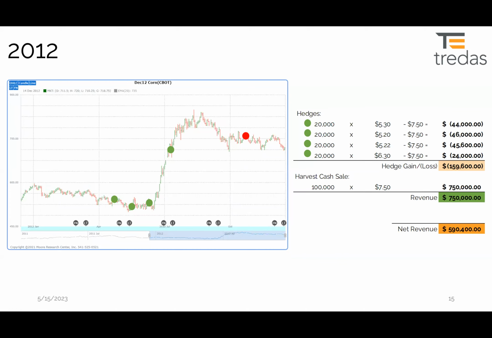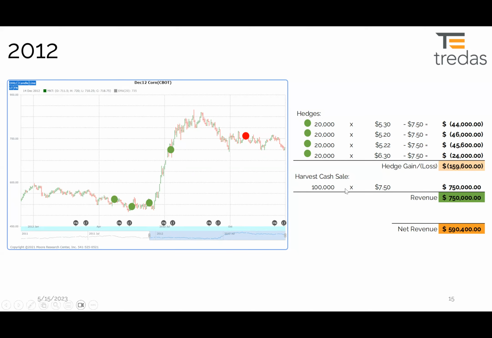In some cases, we talked about 76% of the time we put our high in prior to the 4th of July and go lower. 24% of the time, like 2012, the drought year, we had a pretty extreme move up into the back half of the year. So here would be an example of a 2012 hedge scenario where we hedged the first 20,000 at 5.30, another one at 5.20, one at 5.22. Last hedge right around the 4th of July at 6.30. The market ended up continuing to go up to 8.50, leveled off, came back a little bit, and was roughly at 7.50 at harvest.